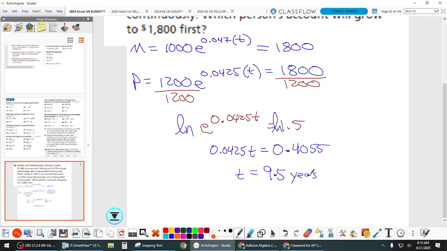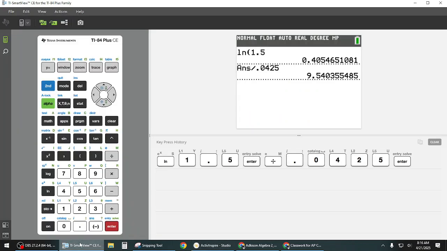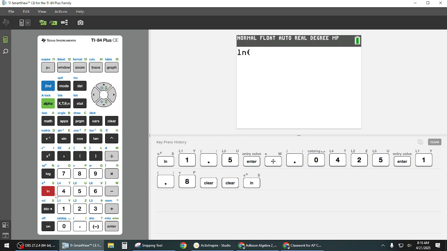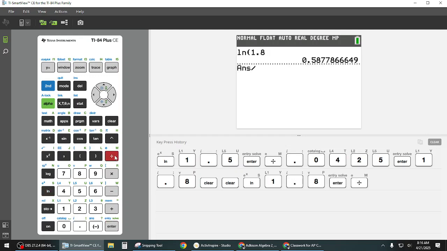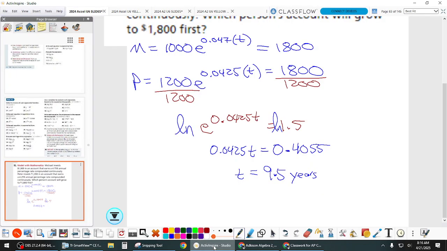Okay, the other one solves the same process, only we divide by 1,000 and then eventually we divide by 0.047 instead. So let's just do that and I'll put it up here. So we get 1.8. I should have done natural log first. Natural log of 1.8 and then divided by 0.047. So 12 and a half. Yeah. Okay. That is, I'll be honest, longer than I thought.